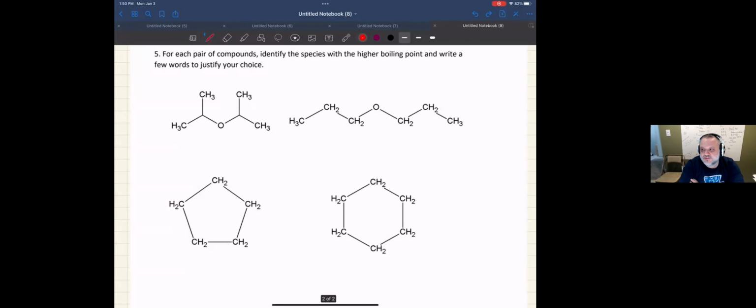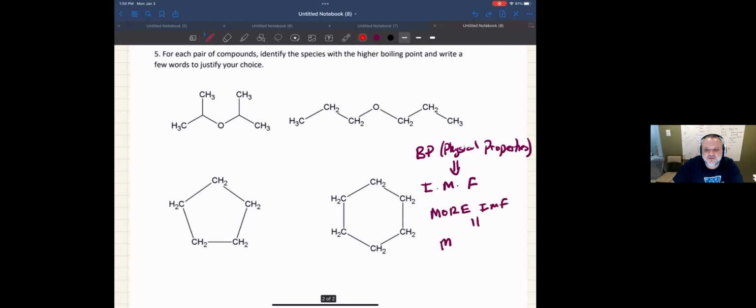Okay, so this question is about boiling point, and boiling point is really a physical property. Remember that physical properties depend on intermolecular forces. The bottom line is more intermolecular forces means more energy to separate a molecule from another molecule. And if it takes more energy to separate the molecules, then ultimately that means a higher boiling point.